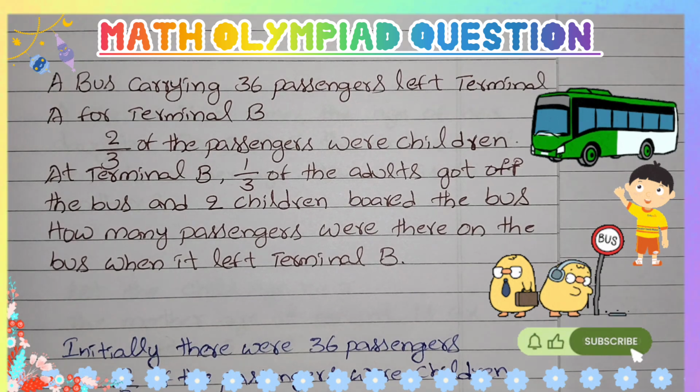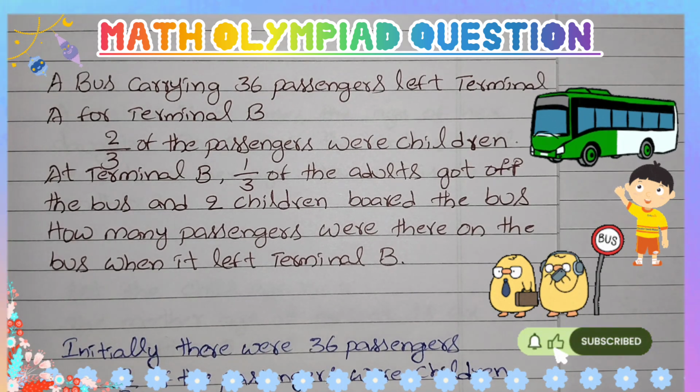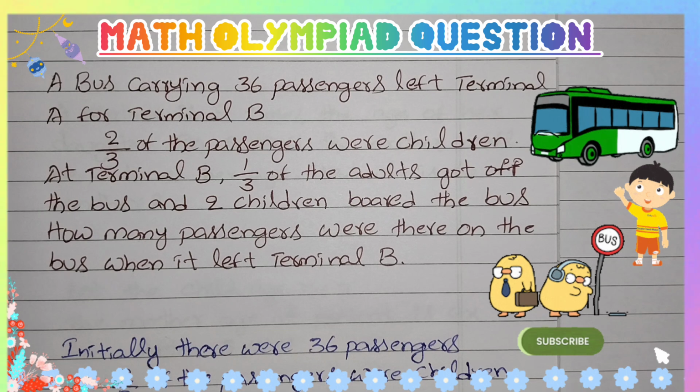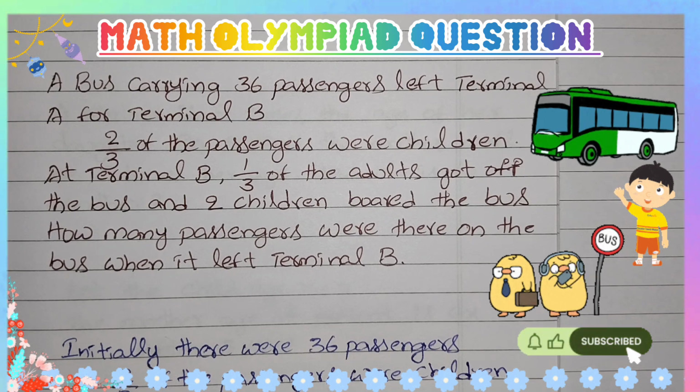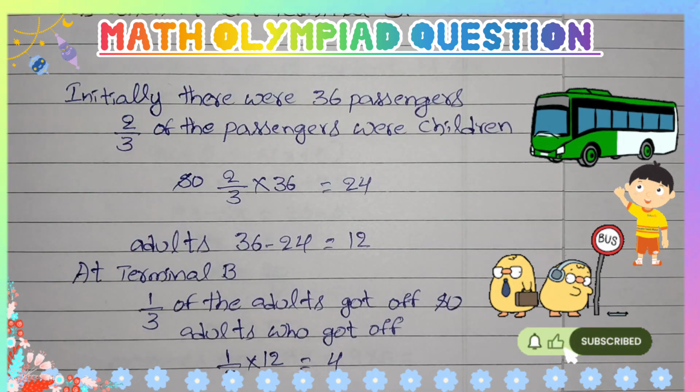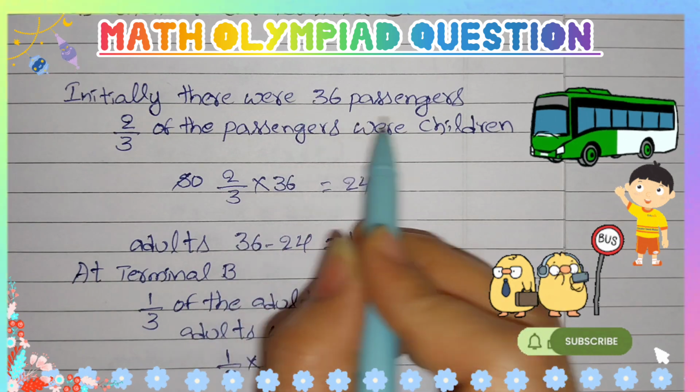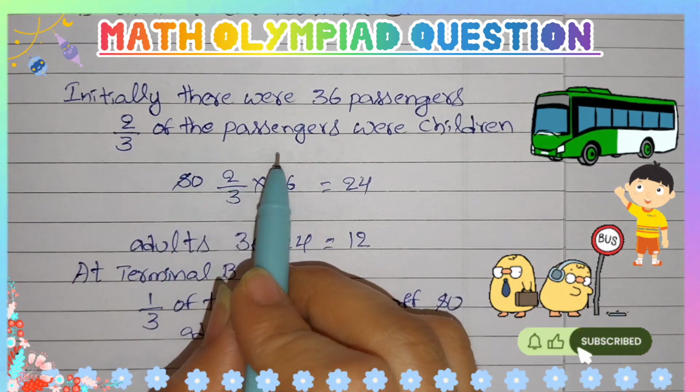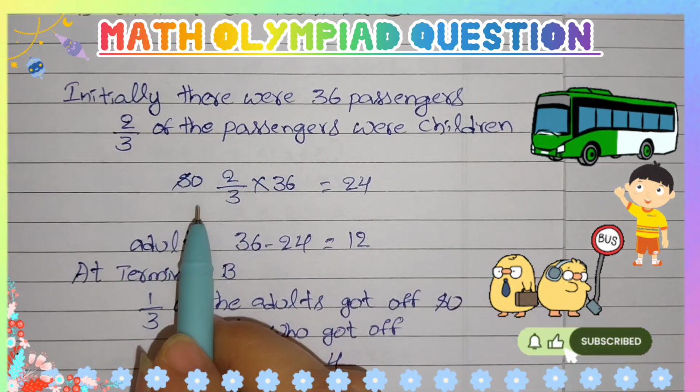Read the question carefully and understand it, what is given, what we have to find. Let's see how to solve this question. Initially, there were 36 passengers. 2 by 3 of the passengers were children. So, 2 by 3 of 36.